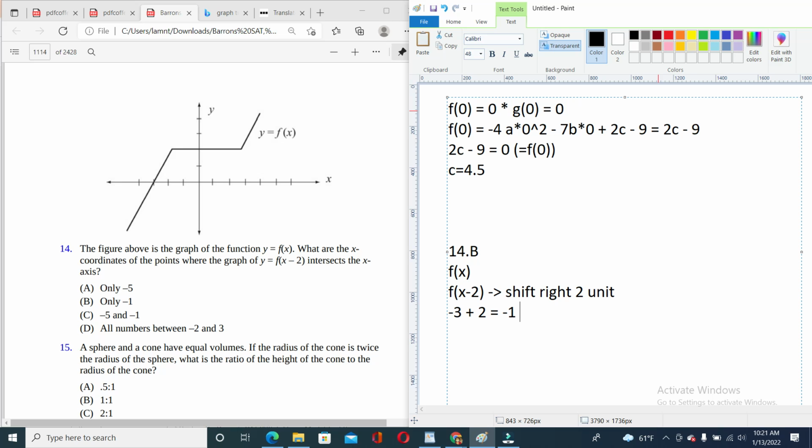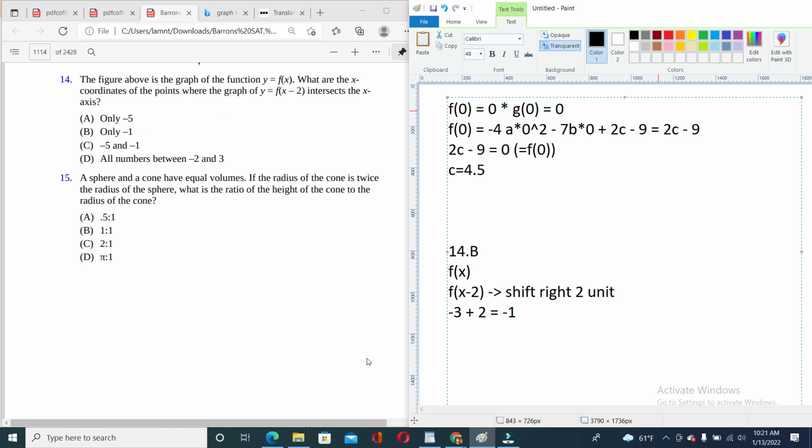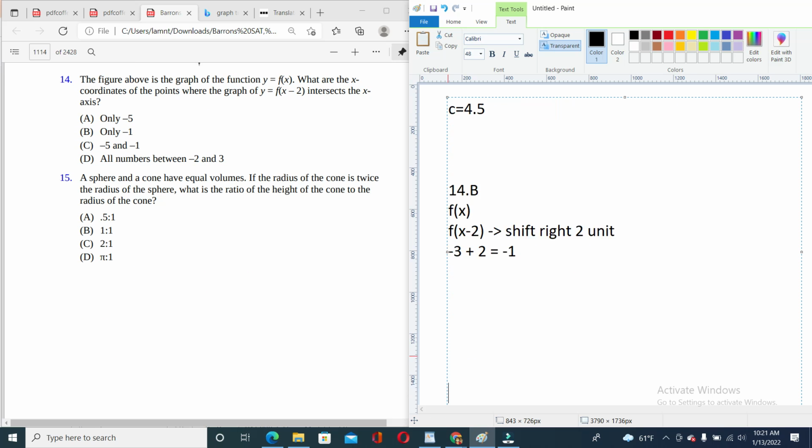Okay? Because initially our graph is intersecting OX at x equal to minus 3, and now if we shift right 2 units, it will be intersecting the graph at negative 1. Alright, that's very good. Number 15. Okay, number 15 is not easy.